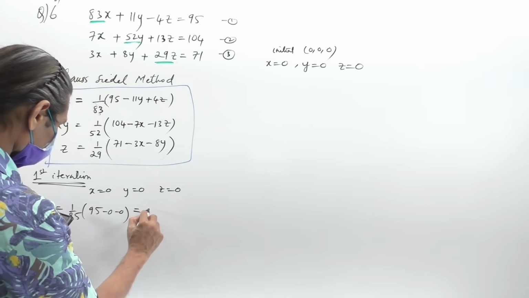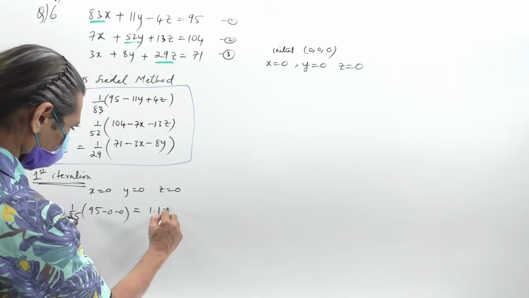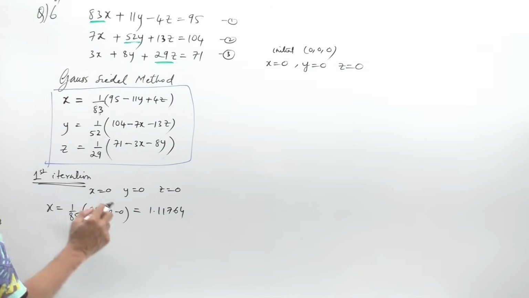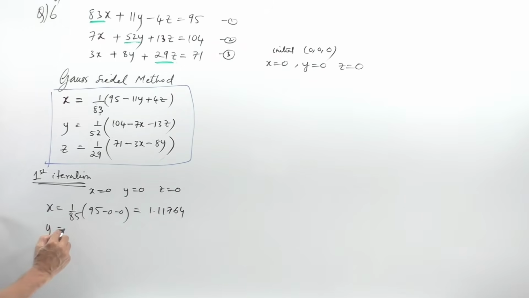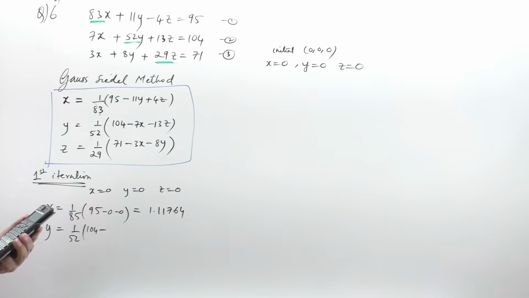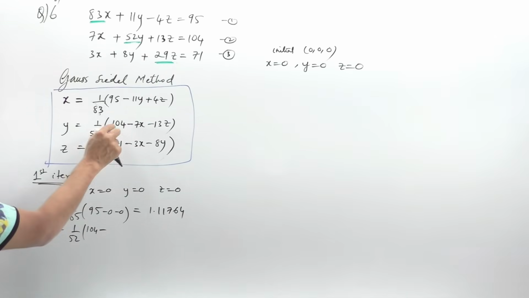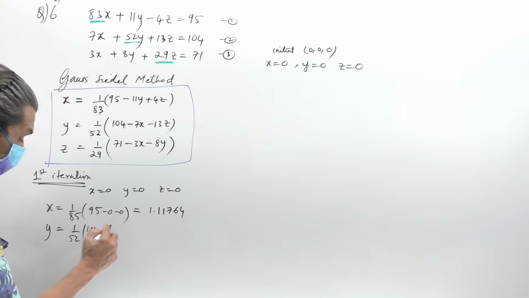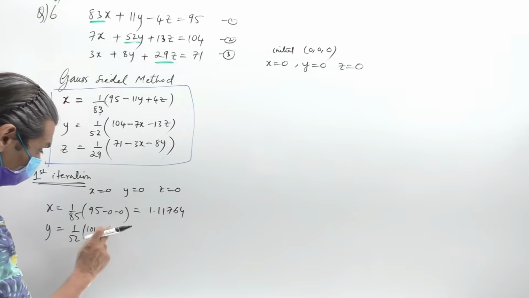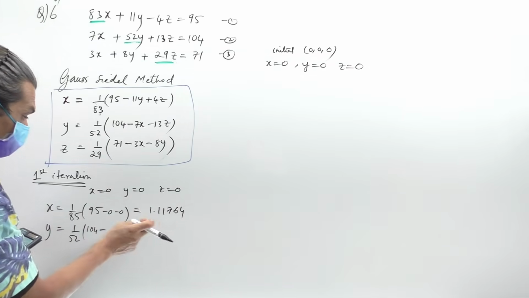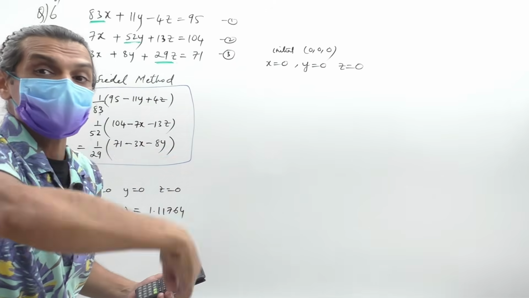So this is 1.11764. Similarly, y is equal to 1 by 52, 104 minus, now see the magic here, minus 7x. The new value of x will be here, 7 into, what is the new value of x? The value that you found will become the new value for the next iterations.